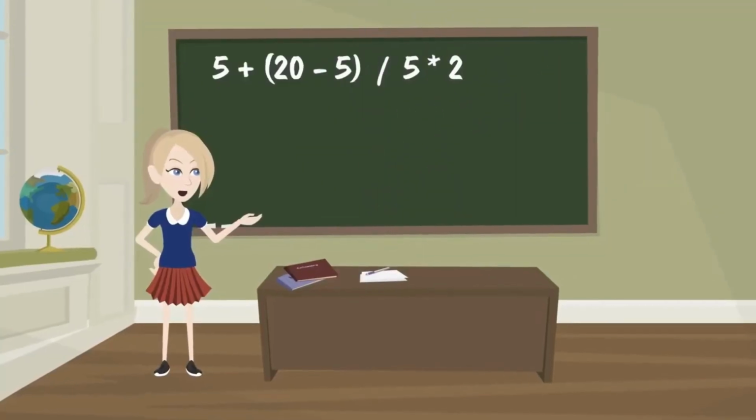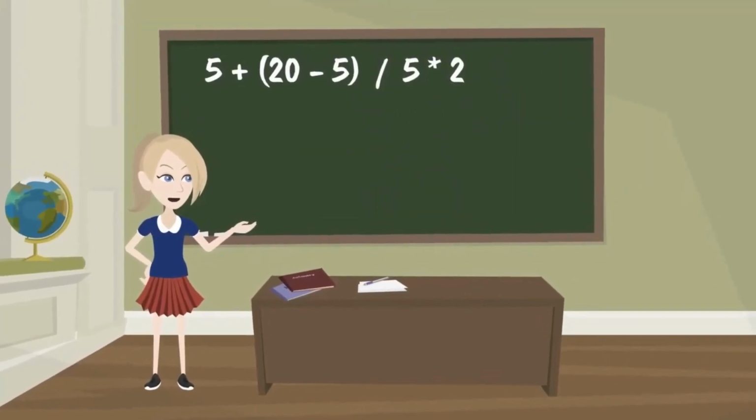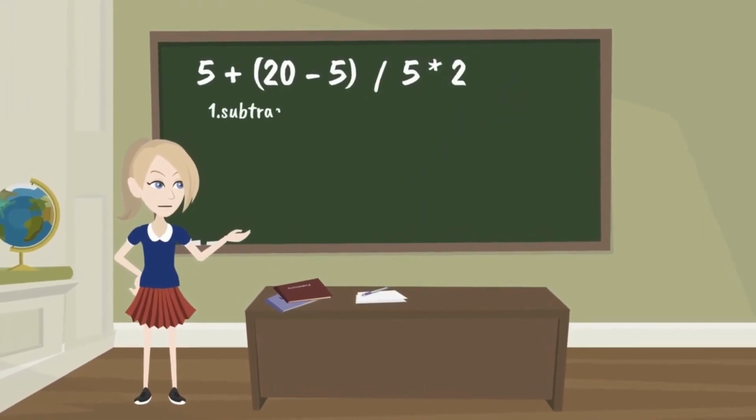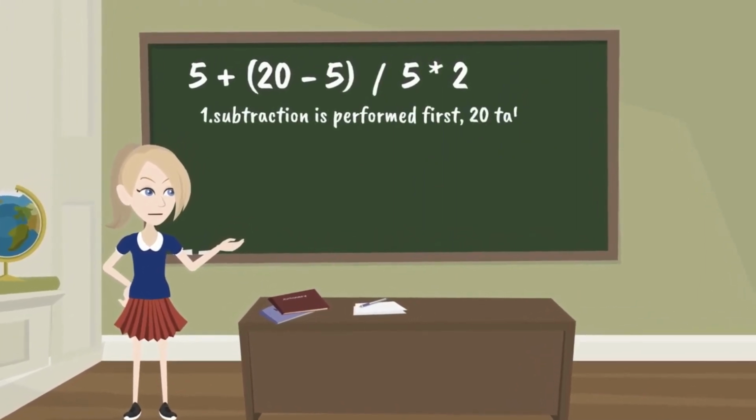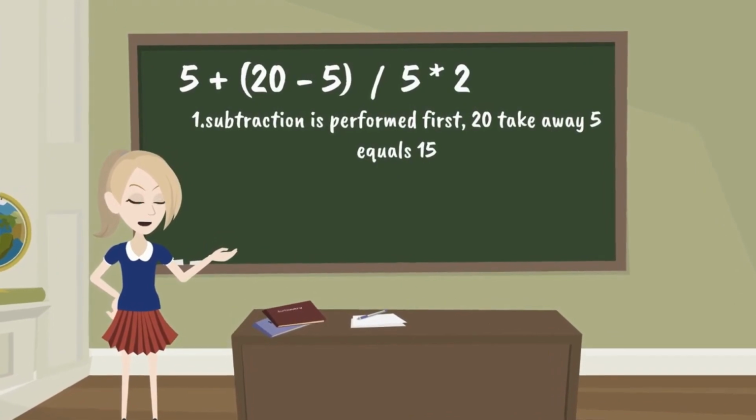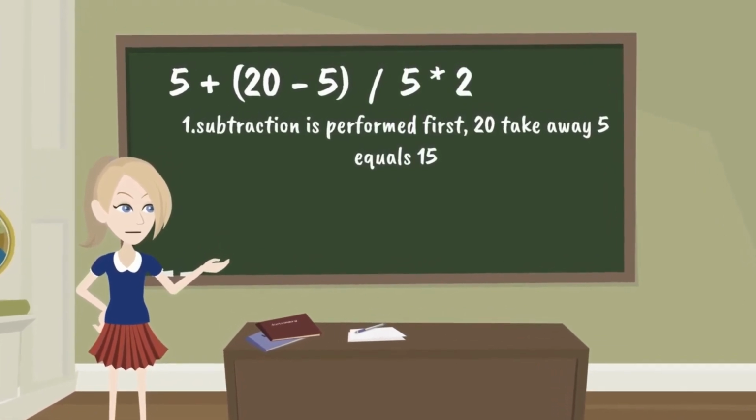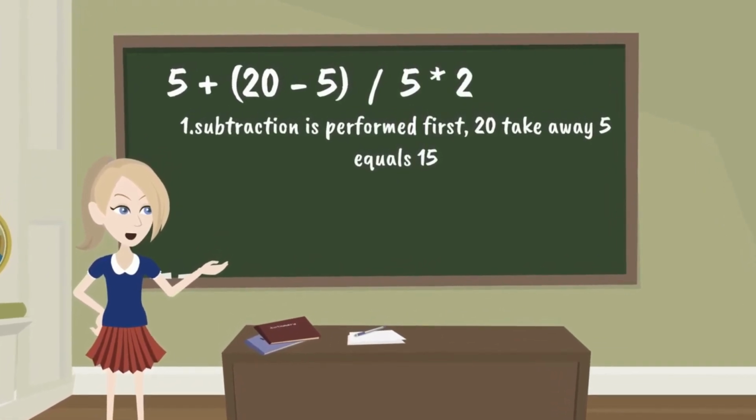You had told me that the operator within the parentheses has higher precedence. So subtraction is performed first. 20 take away 5 equals 15. After that, division and multiplication have precedence, and the operation moves from left to right. So in this case, division is done first.